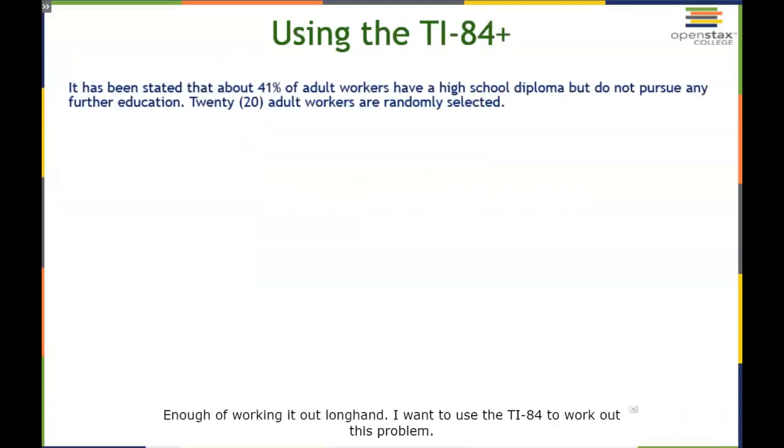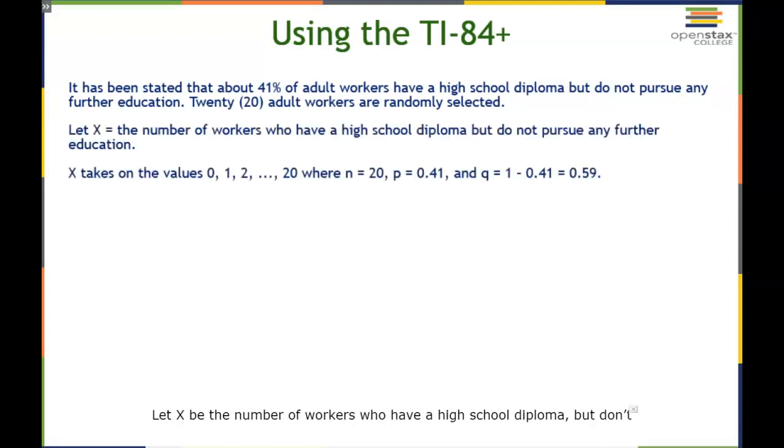Enough of working it out longhand. I want to use the TI-84 to work out this problem. It has been stated that about 41% of adult workers have a high school diploma but do not pursue any further education. 20 adult workers are randomly selected. Let X be the number of workers who have a high school diploma but don't pursue any further education. So X will take on the values of 1, 2, 3, all the way up to 20.